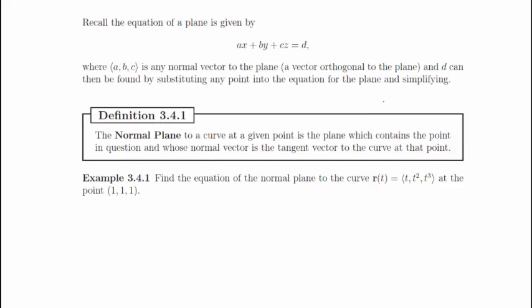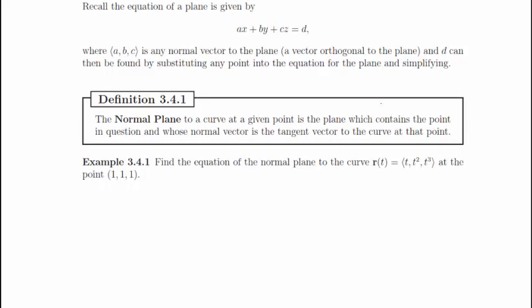Definition 3.4.1: the normal plane to a curve at a given point is the plane which contains the point in question and whose normal vector is the tangent vector to the curve at that point. So the word normal gets a little confusing. We have the normal vector, which is the vector that is going at a right angle to the tangent vector in the direction of the turn of the curve.